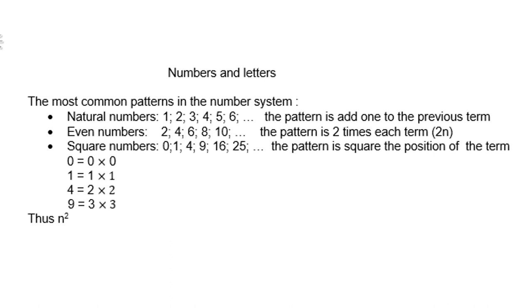Or square numbers: 0, 1, 4, 9, 16, 25. Like 0 is 0 squared, 1 is 1 squared, 4 is 2 squared, 9 is 3 squared, 16 is 4 squared, 25 is 5 squared. So there is a pattern. Or 0 equals 0 times 0, 1 is 1 times 1, 4 is 2 times 2, 9 is 3 times 3. Thus, n to the power 2 is our pattern.